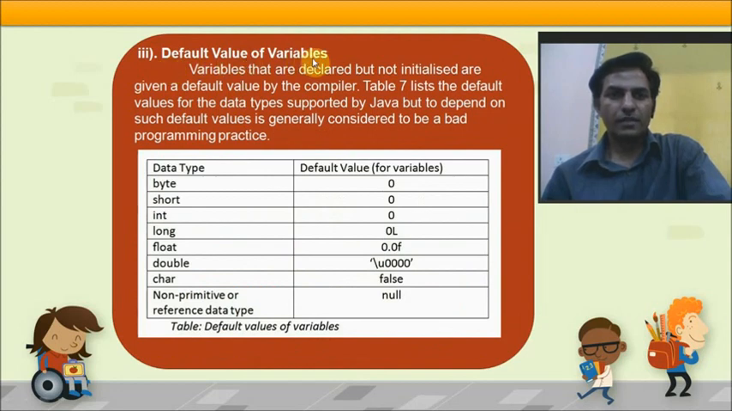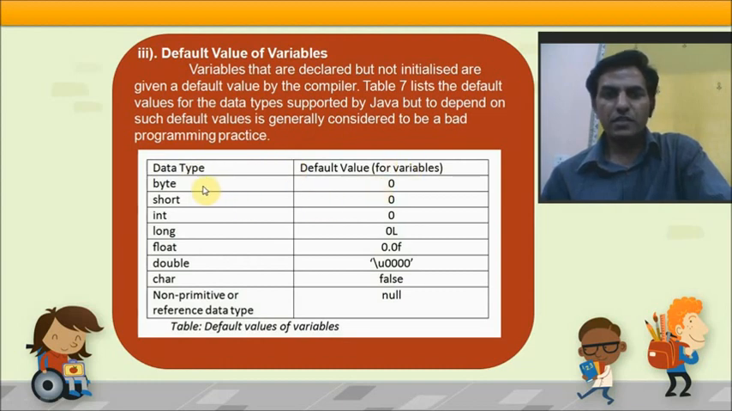Default values of variables. Variables that are declared but not initialized are given a default value by the compiler. Now, Table 7 I have given here lists the default values of the data types supported by Java, but to depend on such default values is generally considered to be a bad programming practice. So here I have written data types and their default values.